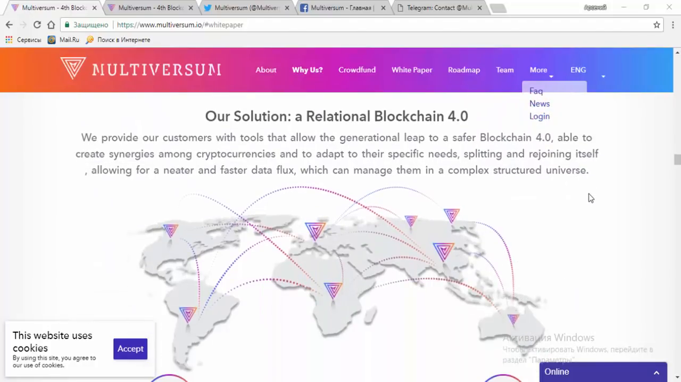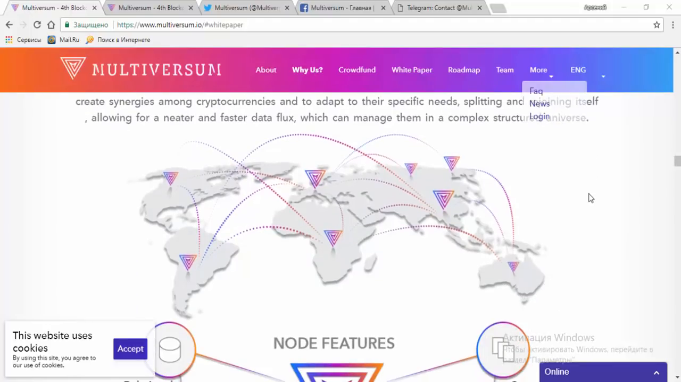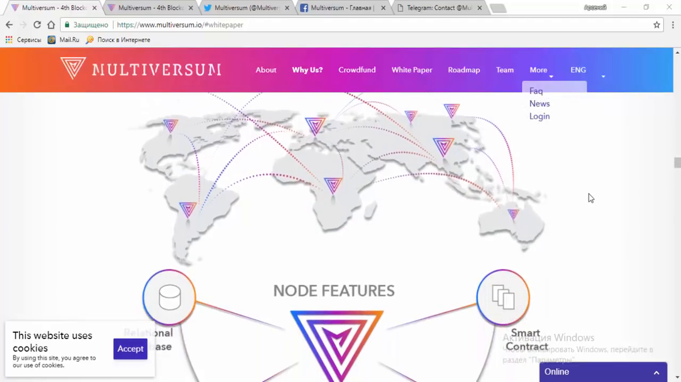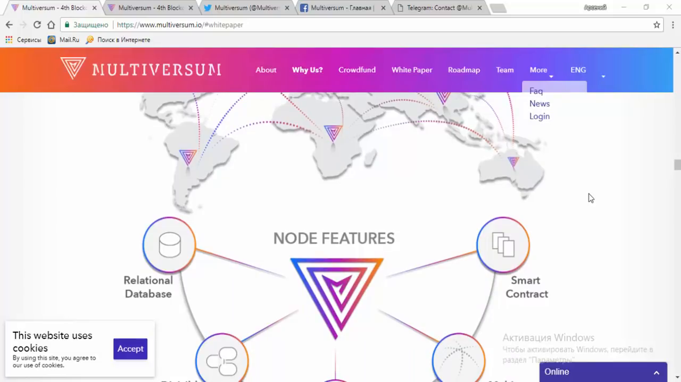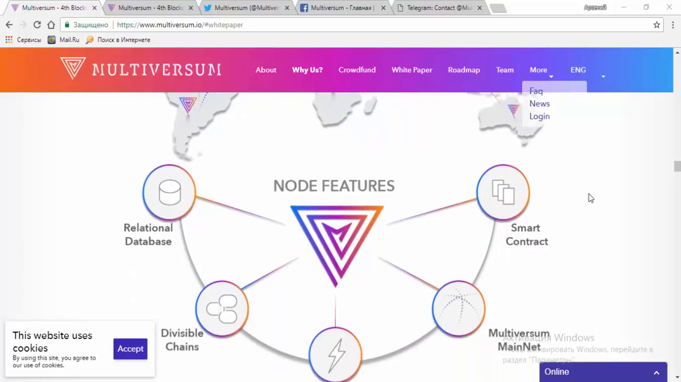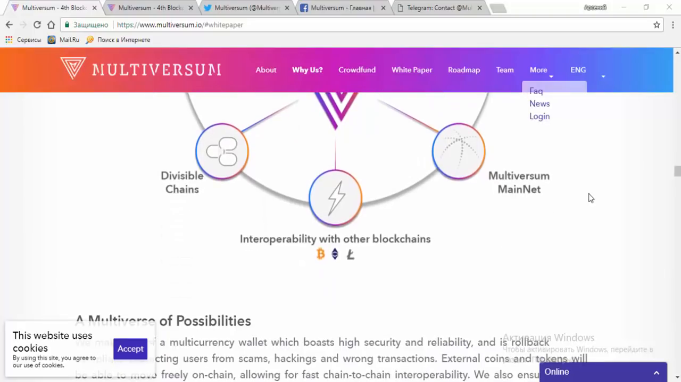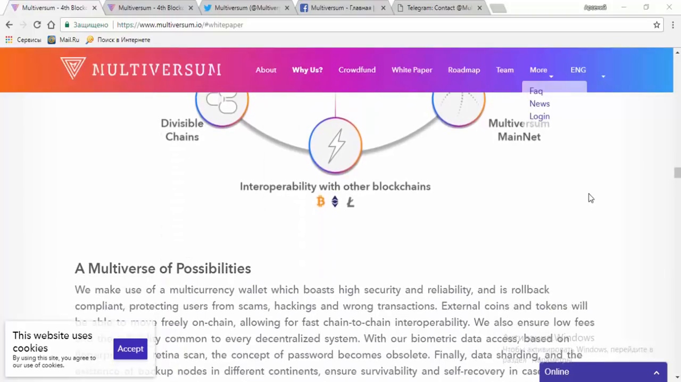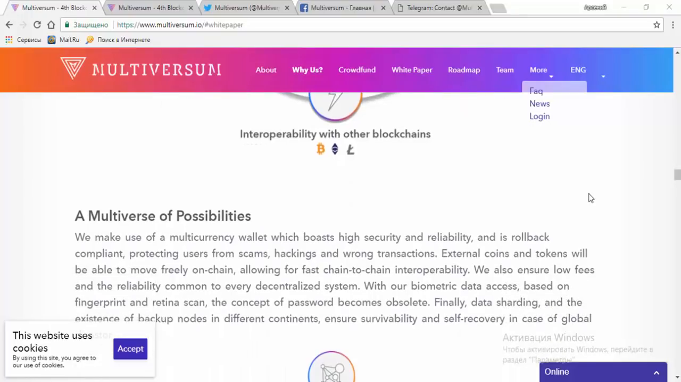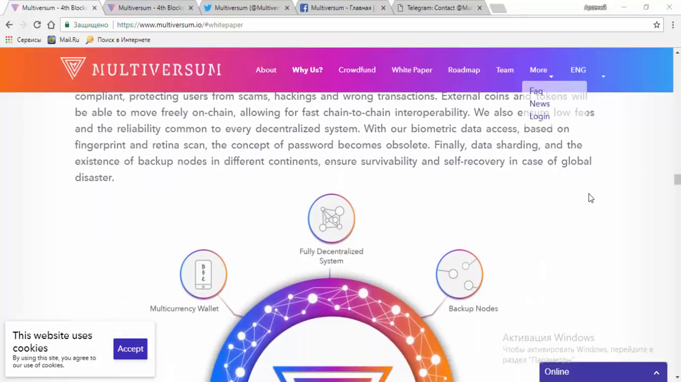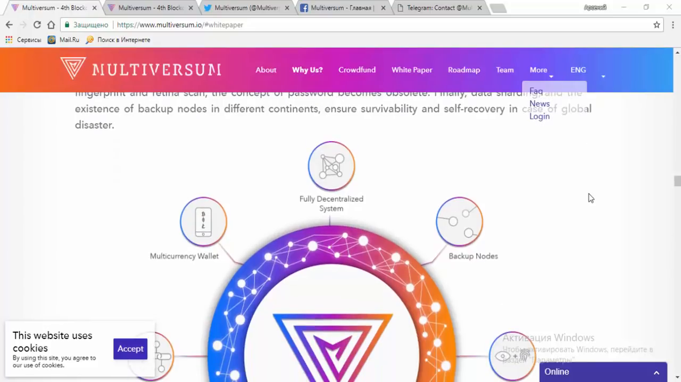They provide their customers with tools that allow the generational leap to a safer blockchain 4.0, able to create synergies among cryptocurrencies and to adapt to their specific needs, splitting and rejoining itself, allowing for a neater and faster data flux which can manage them in a complex structure universe. A brand new blockchain which features different types of data related in a multidimensional structure.